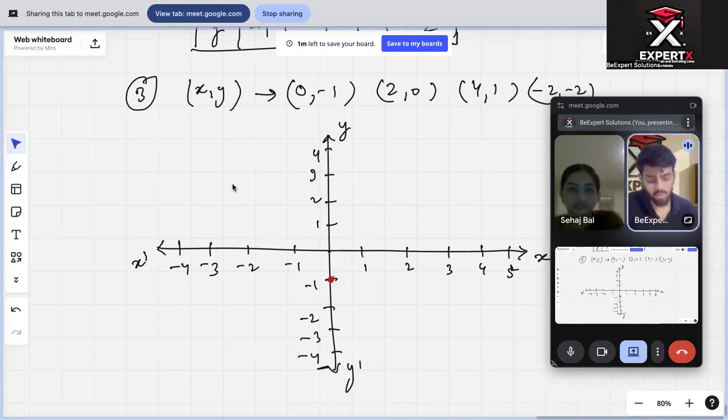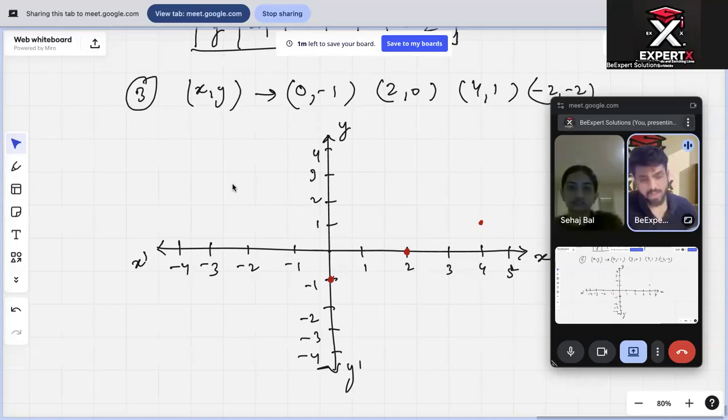Then 2, comma 0, where y is 0 and x is 2 here. Then 4, comma 1, where x is 4, y is 1. So here it is somewhere. And then what is the next point? Minus 2, comma minus 2. In that case, minus 2 and minus 2 would be somewhere here.